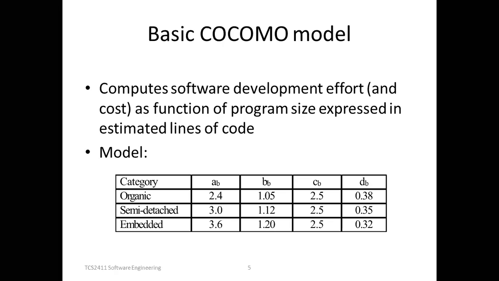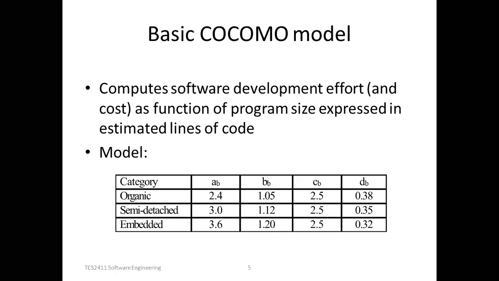CSE 5th. Is that clear to everybody? Yes, ma'am. How can we calculate the effort and duration for organic? Here I'm showing only the example of organic. For any category of model like organic, semi-detached, embedded, we need four things: AB, BB, CB, DB and KLOC.